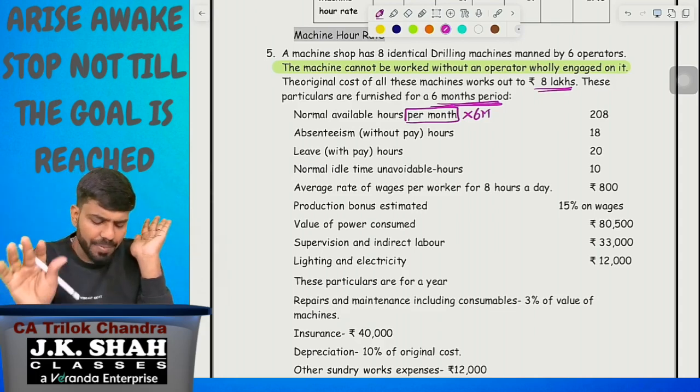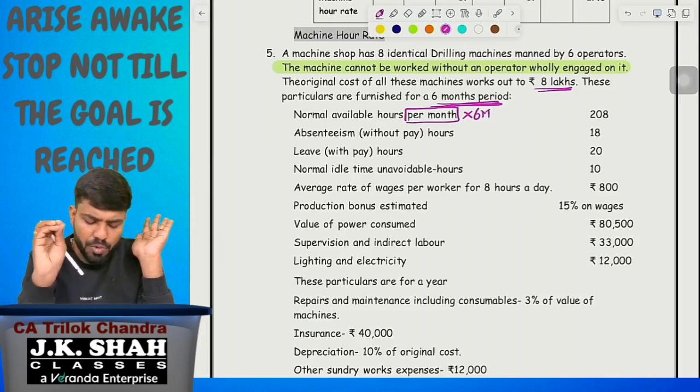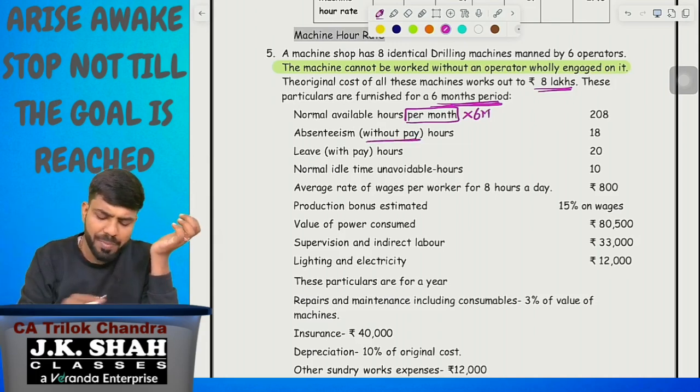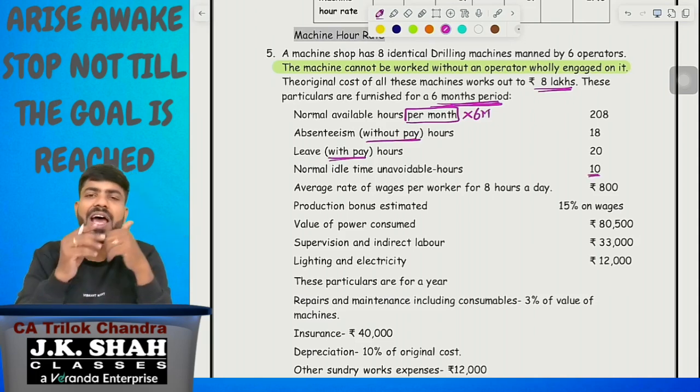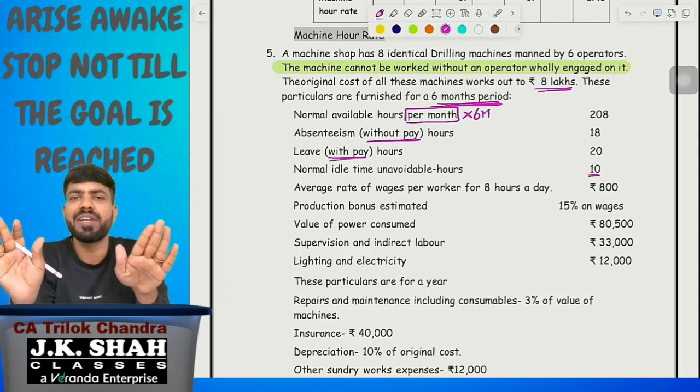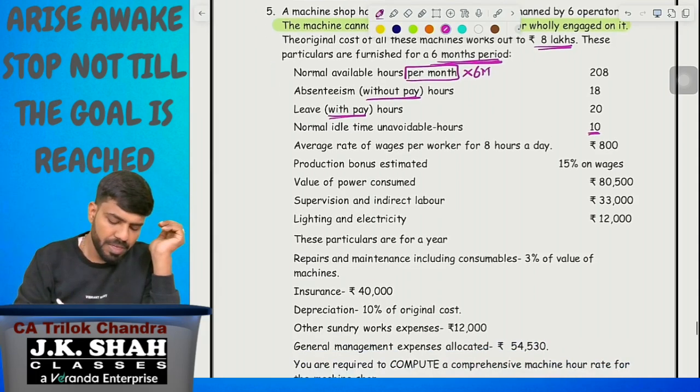Within that 208, absenteeism without pay hours is 18. So for these many hours, no payment will be there. 18 hours is the absenteeism. Leave, but this is with pay, 20. Normal idle time, unavoidable hours, 10. Normal idle time, which cannot be avoided, is 10 hours. These are the details given regarding the hours.